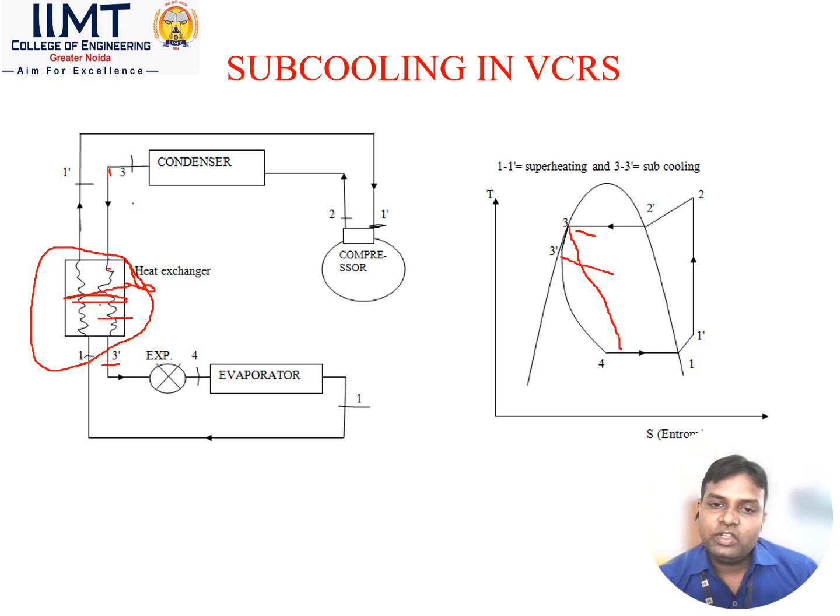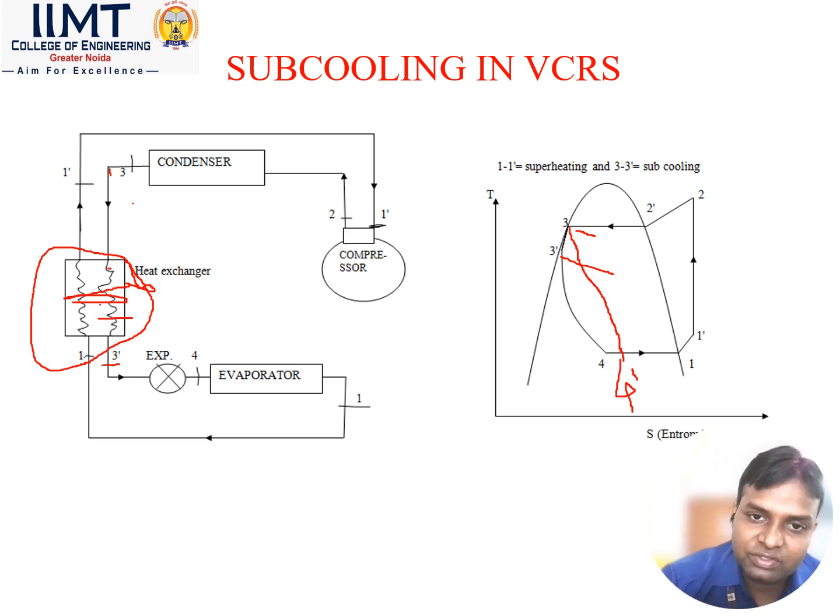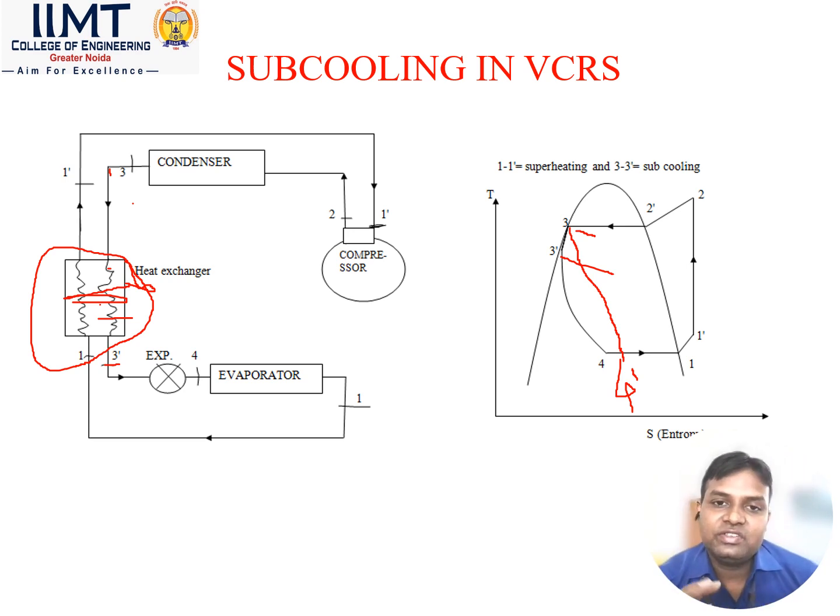So the length of the evaporator, you can see, will reduce to here, 4 to 4 dash you can have. Suppose this is 4 dash, so it is reduced to 4 dash, and if this length is reduced, then what will happen? The refrigeration effect is decreased, or the refrigeration effect is small.